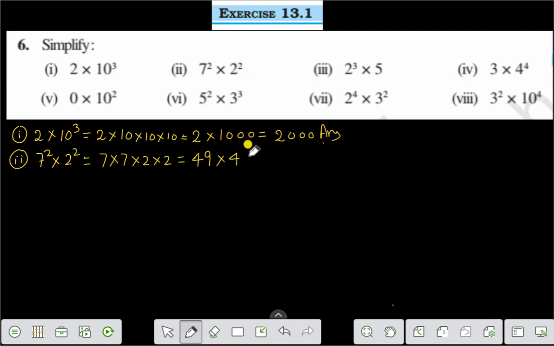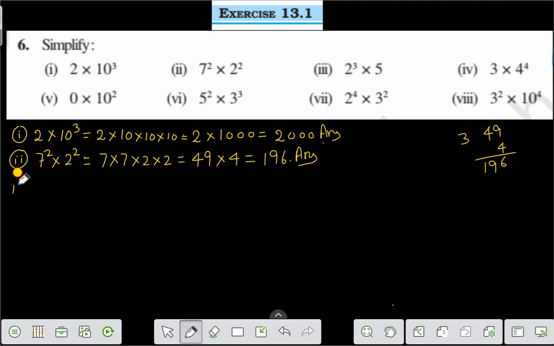Now if we multiply 49 with 4, we will get 4 nines are 36, 6, 4 fours are 16 plus 3 is 19. That means 196. This is the answer of question number 2.